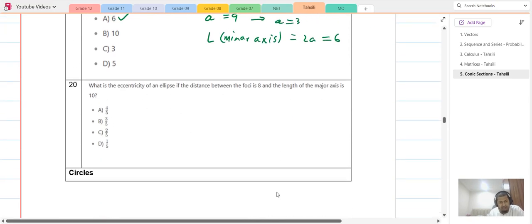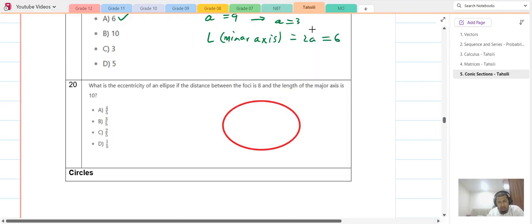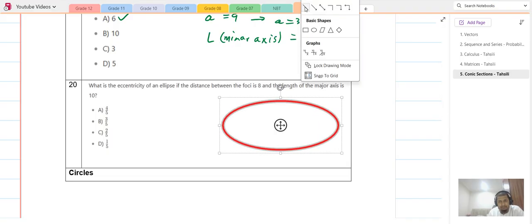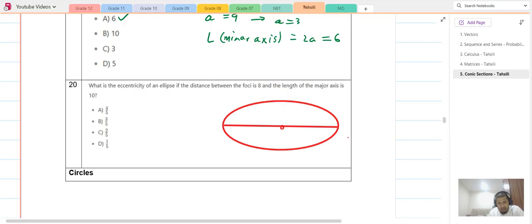What is the eccentricity of an ellipse if the distance between the foci is 8 and the length of the major axis is 10? Right, so we can do it anyhow. Let me just do it horizontally. We have the center of the ellipse here. Let me just make it 0, 0. If the major axis is 10, it's going to be 5 and 5, right? And the focus is here and the focus is there. That's 5 and that's 5.